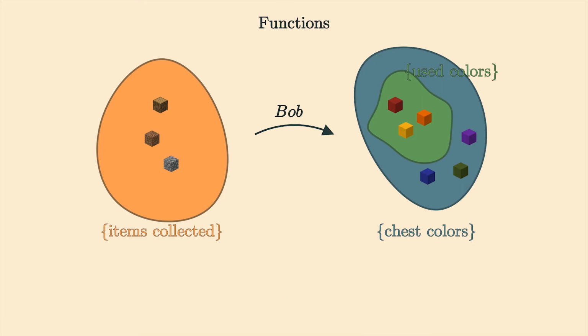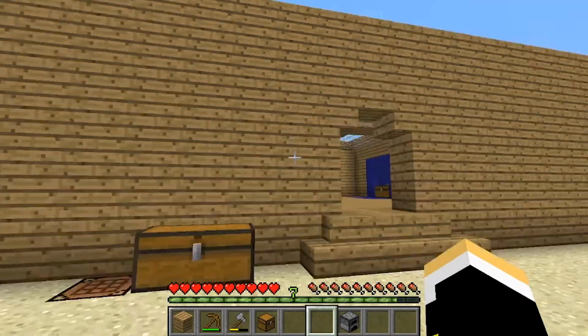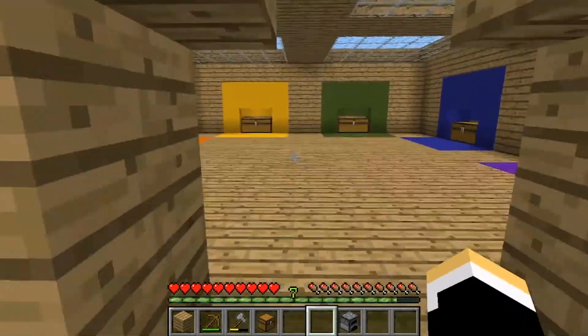If we want to represent the idea of applying a function to some element of the domain, we write the name of the function, followed by the desired element in parentheses. So if we want to apply Bob to oak wood, we write Bob of oak wood. The corresponding color is red, so we write that Bob of oak wood equals red. Okay, great. Bob is going to serve us pretty well, I think.